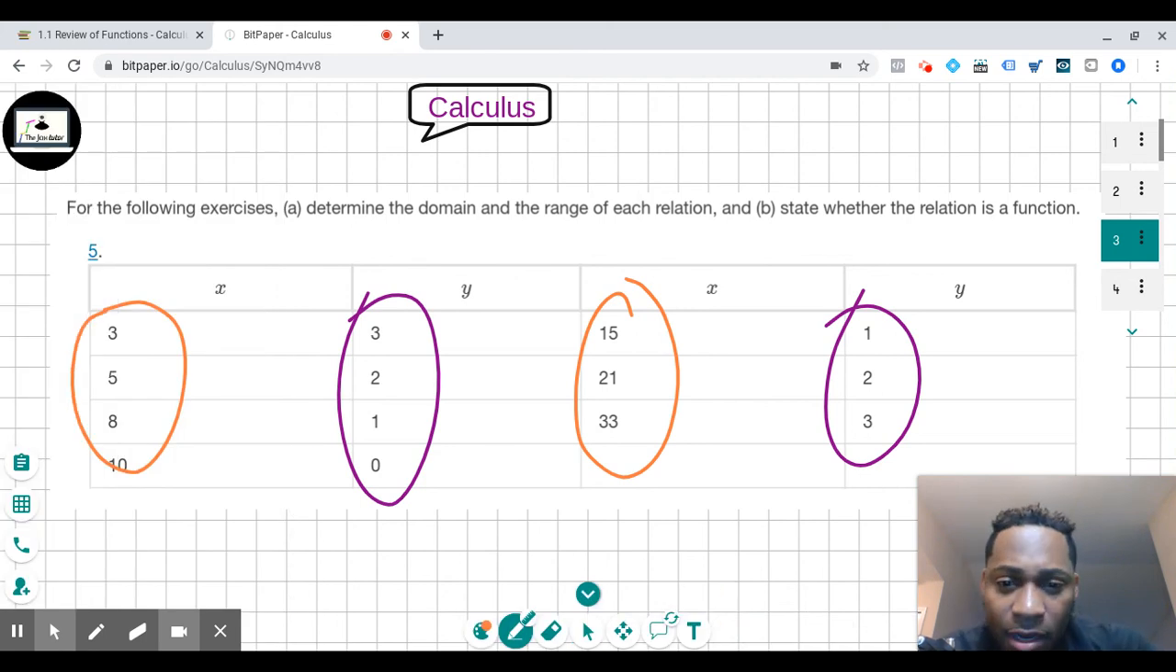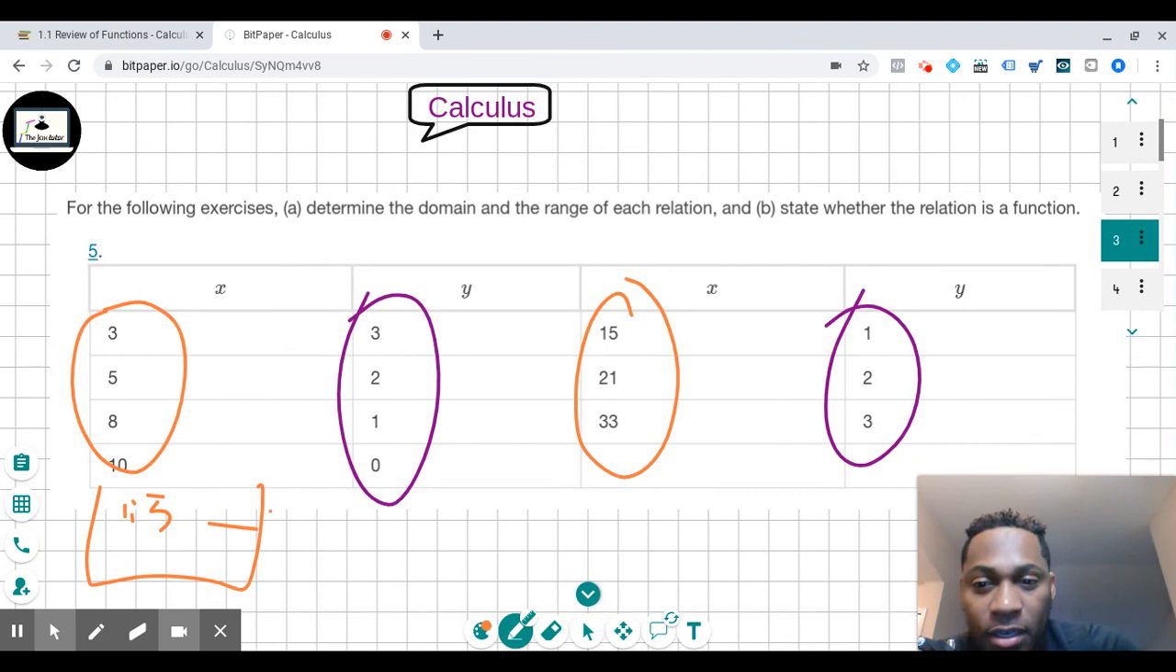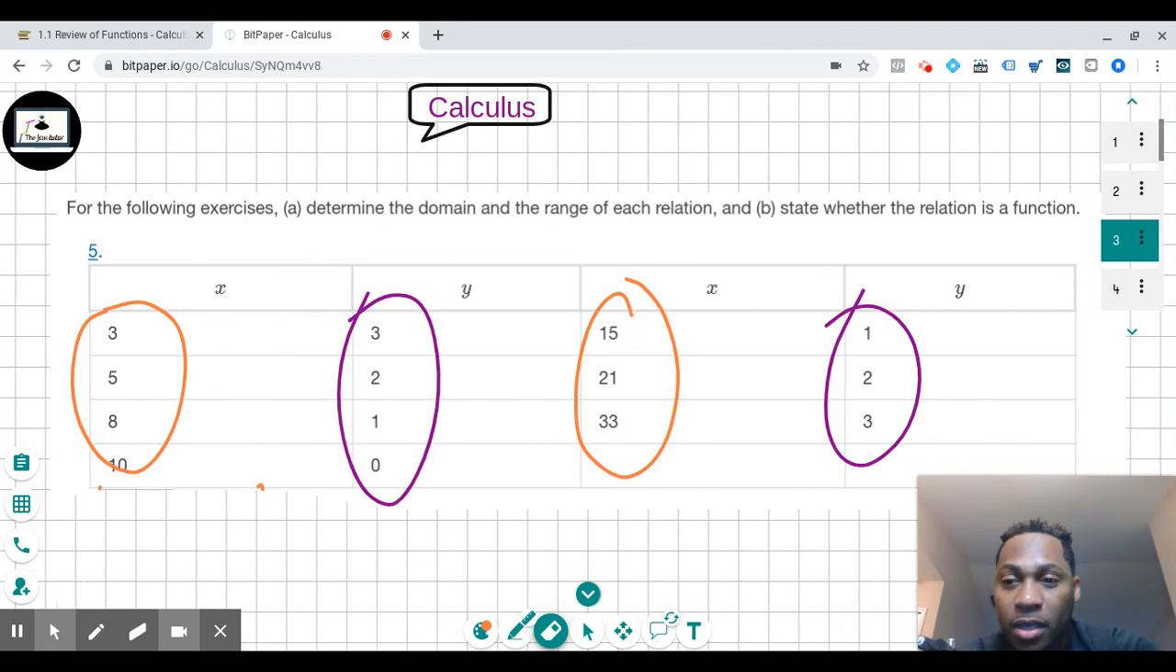If you can see here, if they had more space, they would have put the x here, continued to put 15, and then put whatever is associated to 15. That's what they would have done, but because of space, they put them in a different column. But it's the same thing. So these are the x values circled in orange, and the y values are circled in purple.